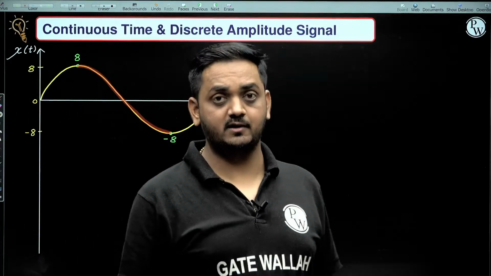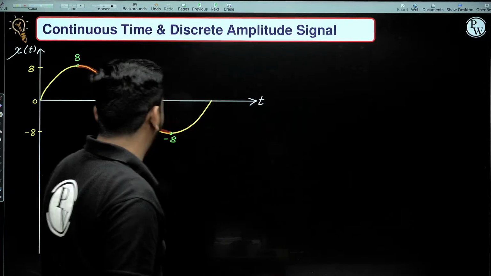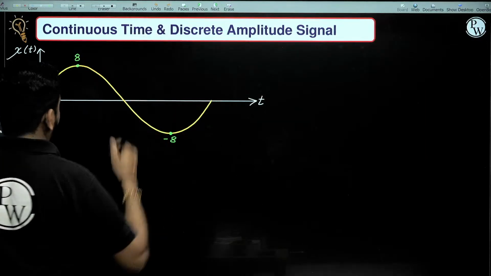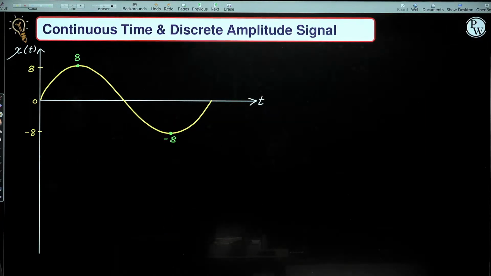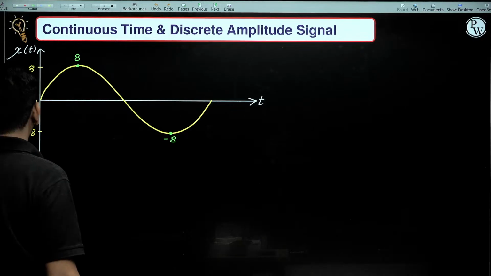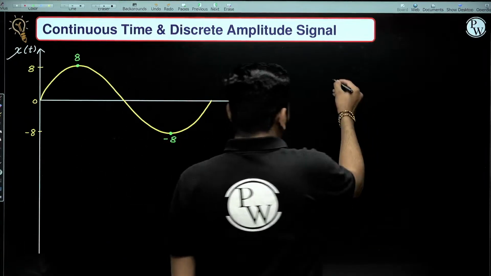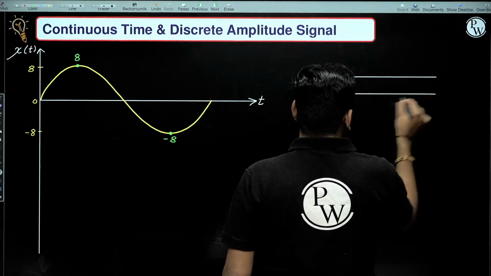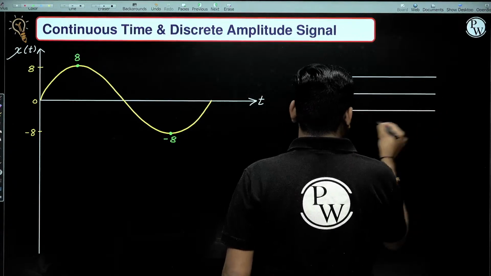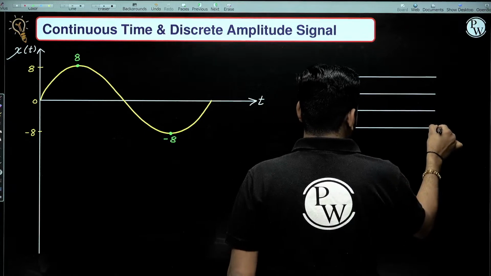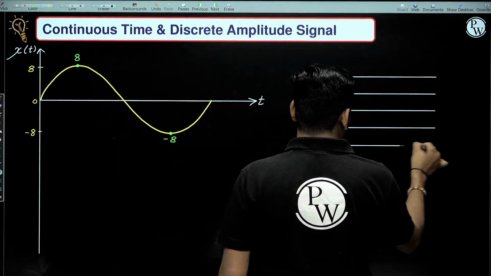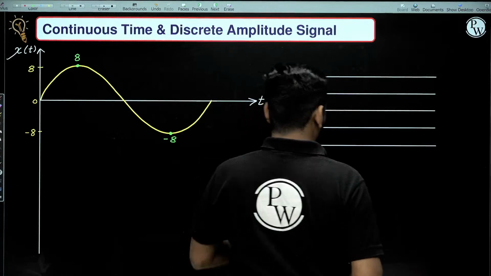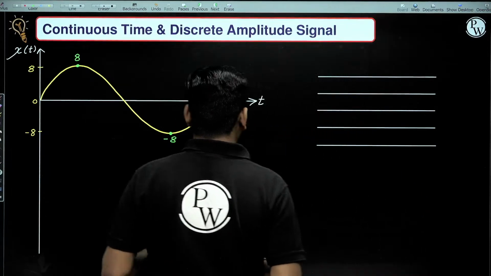Now how to convert this continuous amplitude signal into a discrete one? So there is a quantization process for this. In the quantization process, you have to do a type of leveling, guys. A special circuit is available for this quantization. So you have to just concentrate on the process.